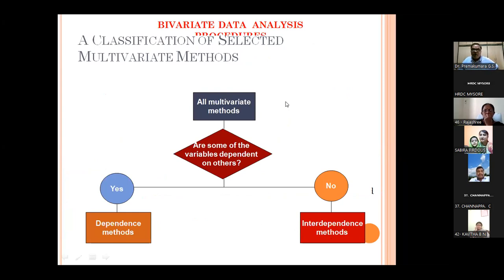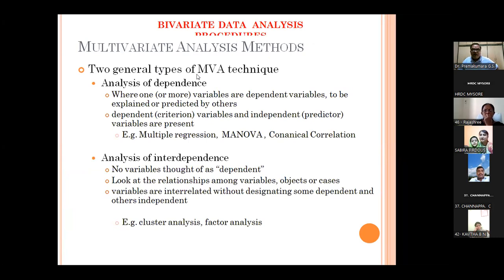So in the dependence analysis, we have multiple regression, MANOVA, canonical correlations, and all the econometric models like ARCH, GARCH, VAR, co-integration, ARDL models, everything we have.